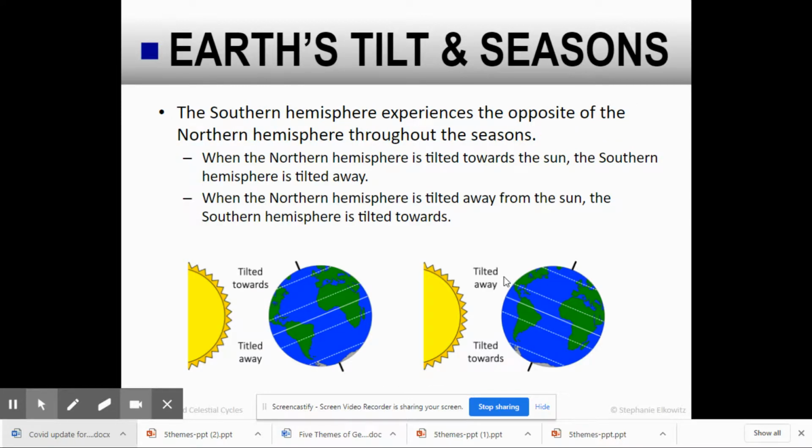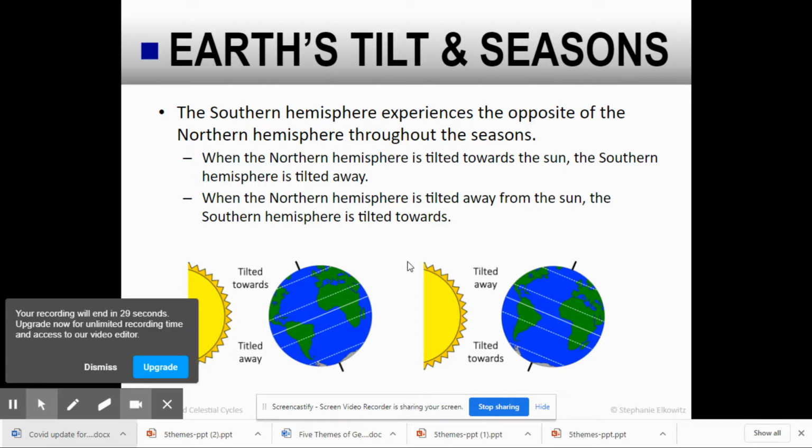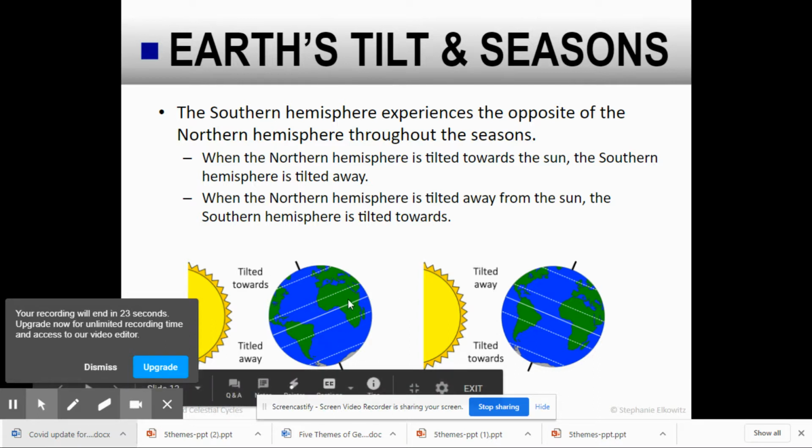The southern hemisphere experiences the opposite of what the northern hemisphere is going through throughout the seasons. When the northern hemisphere is tilted toward the sun, the southern hemisphere is tilted away. When the northern hemisphere is tilted away from the sun, the southern hemisphere is tilted toward the sun. So really pay attention to Earth's tilt.